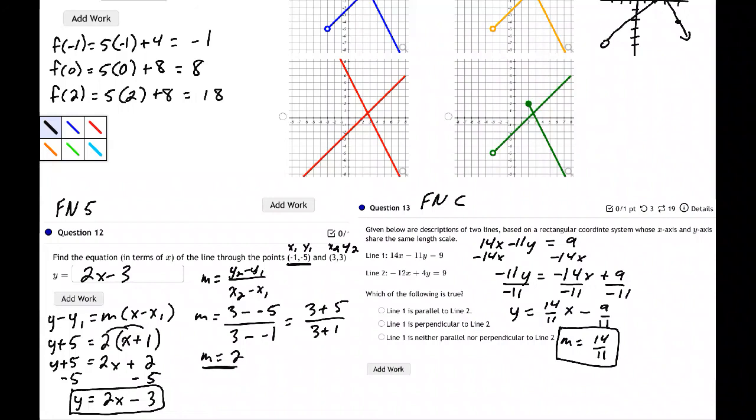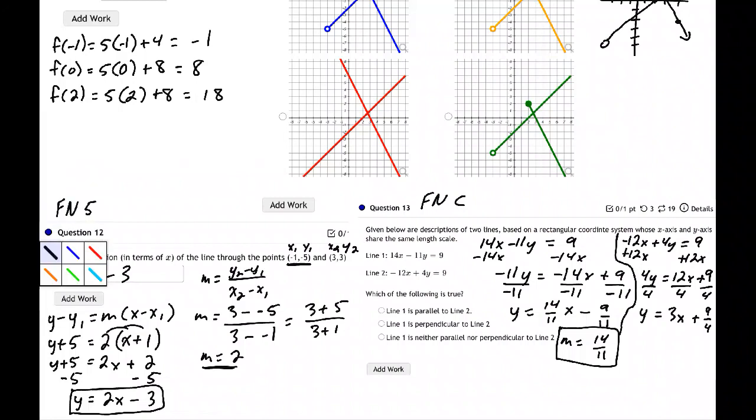Now for line 2, I'm going to isolate y in the exact same way. So this will be negative 12x plus 4y equals 9. We'll add 12x to both sides, so that we have 4y equals 12x plus 9. And to isolate y, we'll divide every term by 4. So 12x divided by 4 is 3, so 3x, and plus 9 over 4.